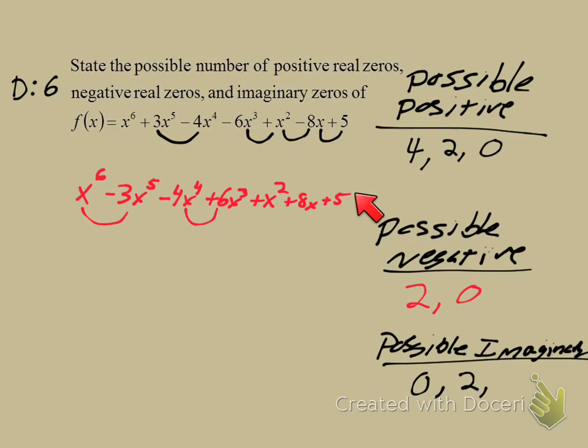All right? Now let's go to 2. If it has 2 positives and 2 negatives, how many imaginaries? 2. We already have it. You don't have to write it again. If we have 2 positive and no negatives, how many imaginaries? 4.